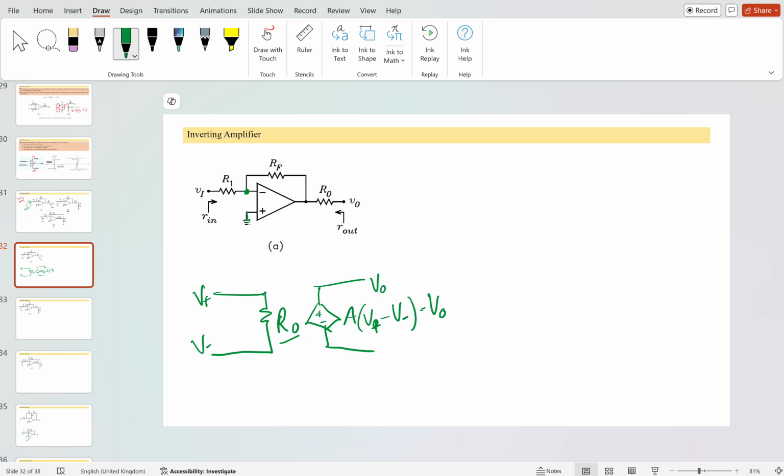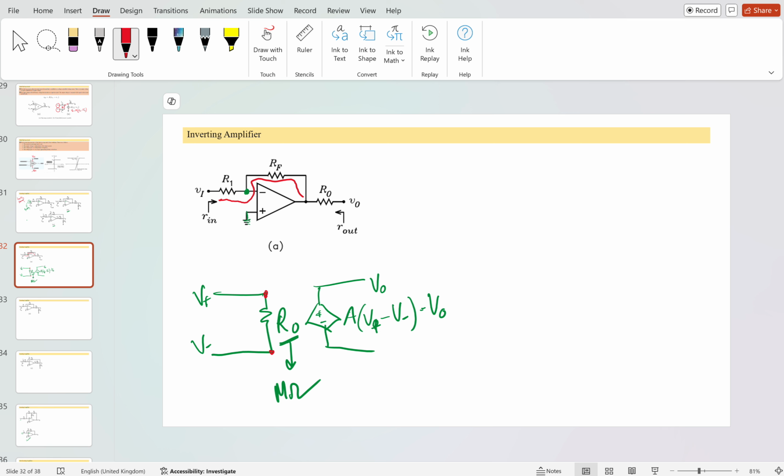This R naught is in the megaohms. That's why the current flowing into this network will be nearly equal to zero. So the current coming from this side simply moves through RF to the output side. It will not go into the op amp. So all the current will flow like this. And also V positive and V negative are simply equal, that's why the current will become zero.